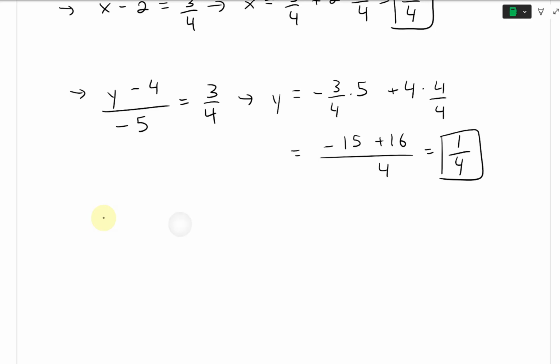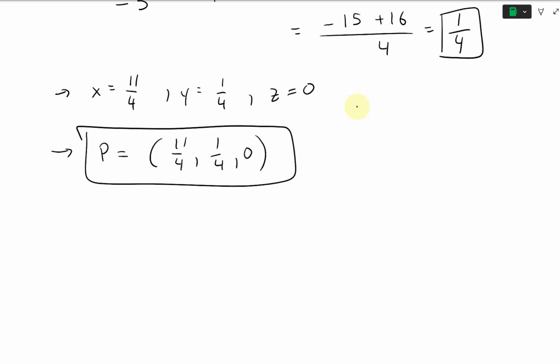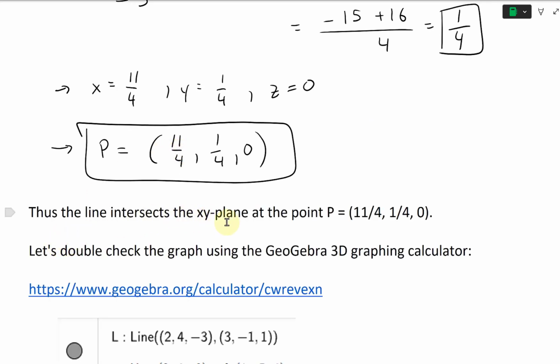Thus we have the equations x is going to be equal to 11 over 4, that's just right here, and then y is equal to 1 over 4, where again z is 0, because it's crossing the xy plane. So the point, we'll call this P, has coordinates 11 over 4, 1 over 4, and 0, like that. Thus the line intersects the xy plane at the point P with coordinates 11 over 4, 1 over 4, and 0.